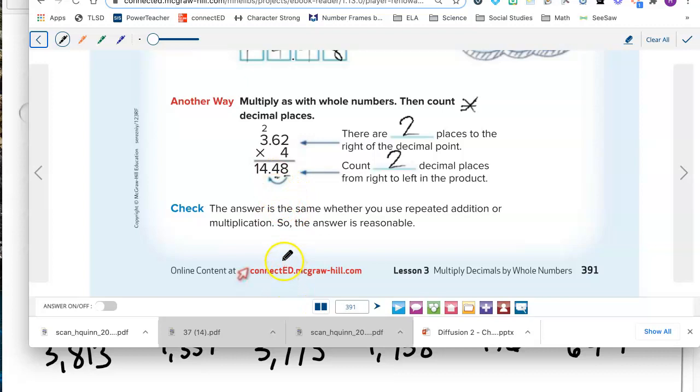Also, rounding can help you place the decimal point. So if this is close to 7, this is close to 4 times 4 is 16. It wouldn't make sense for me to put the decimal there and make it 144, because 144 is not close to 16. It also wouldn't make sense to put the decimal here and make it 1.448, because 1 is not close to 16. The closest I can get to 16 would be putting the decimal here and making that 14.48.